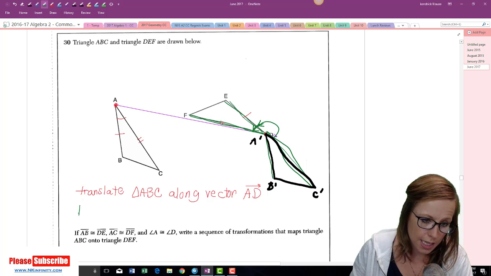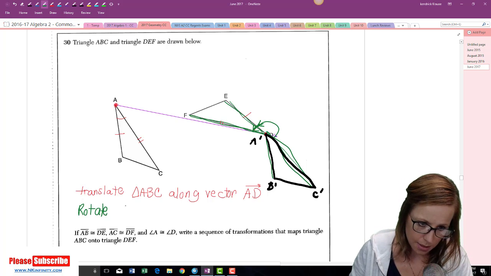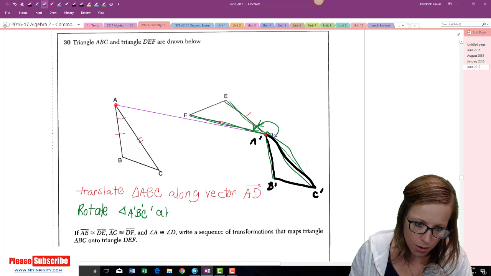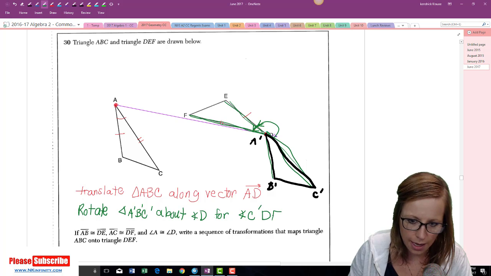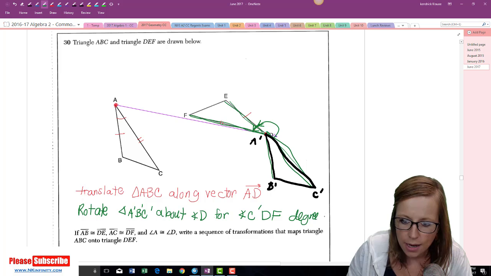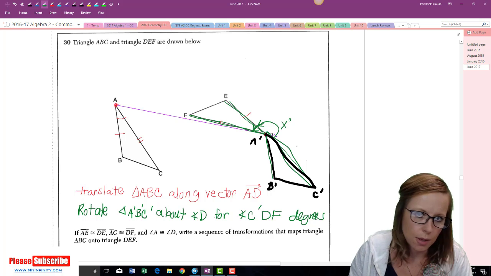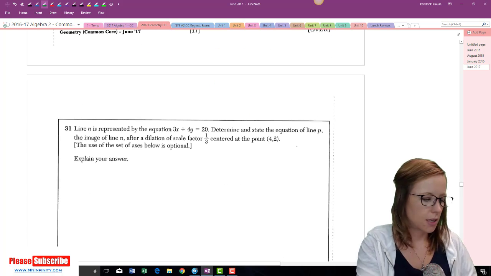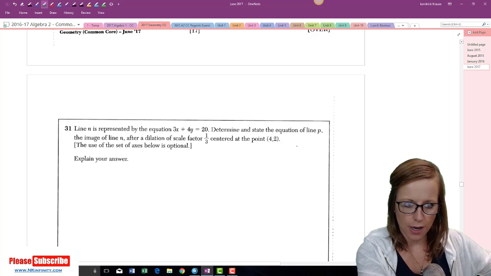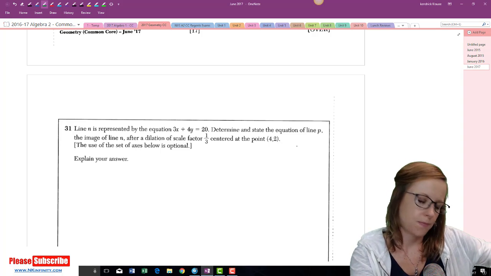So I'm going to rotate triangle A prime, B prime, C prime about angle D for angle C prime D F degrees. Now, if you wanted to call this like X degrees or something and you called it that, that would be okay too. That was icky. You probably had your transformations right and maybe you just weren't specific enough. That's all, I would guess.